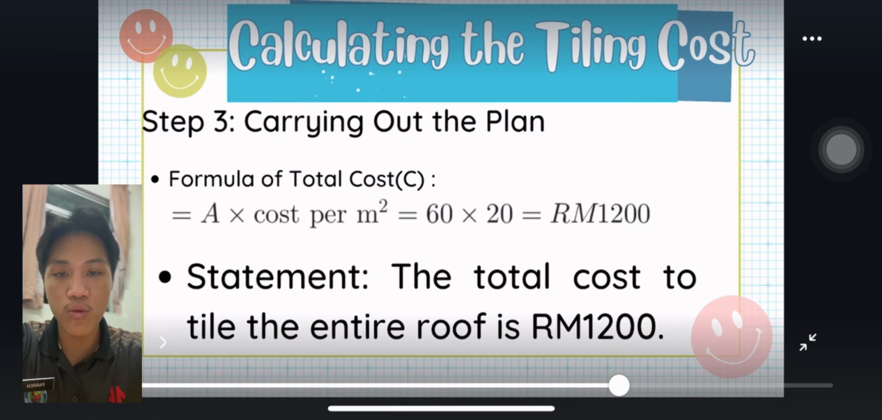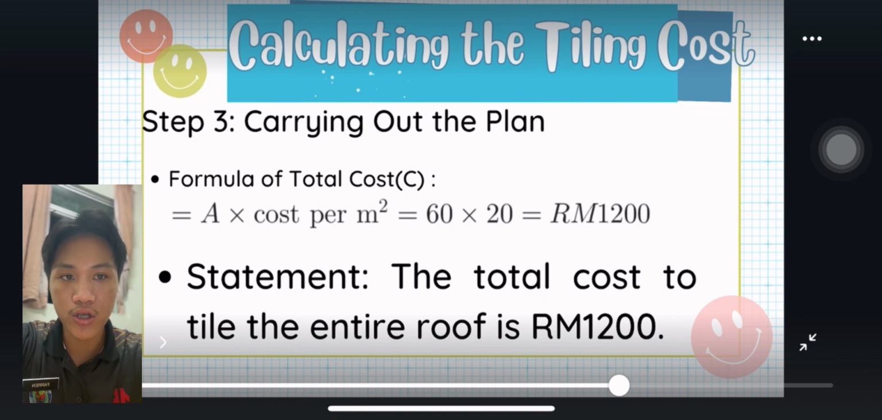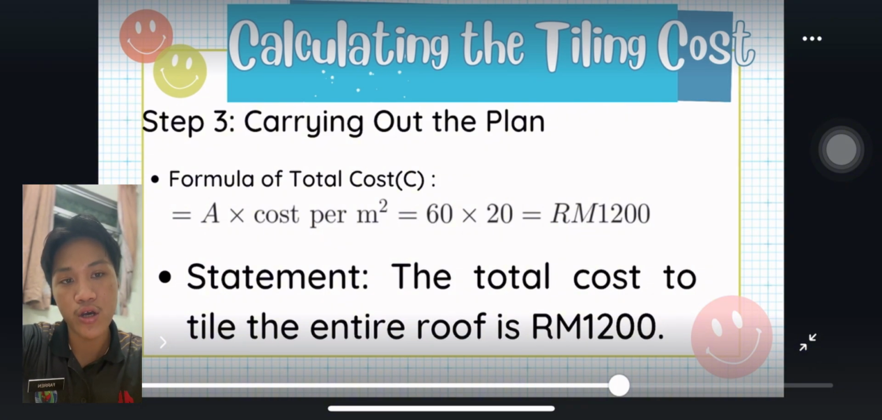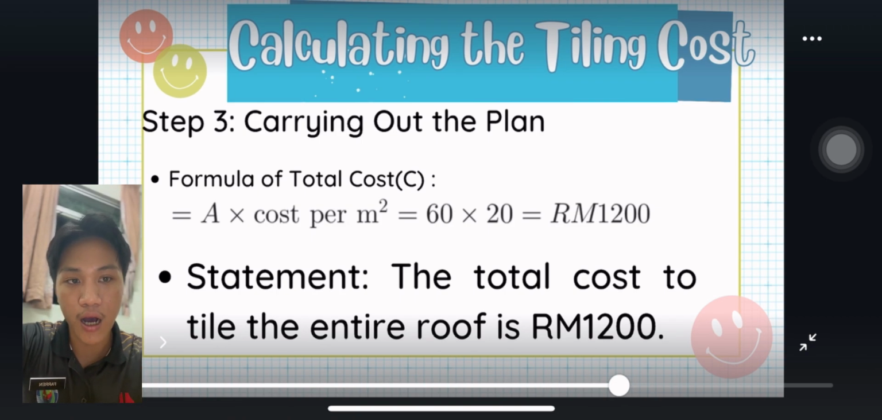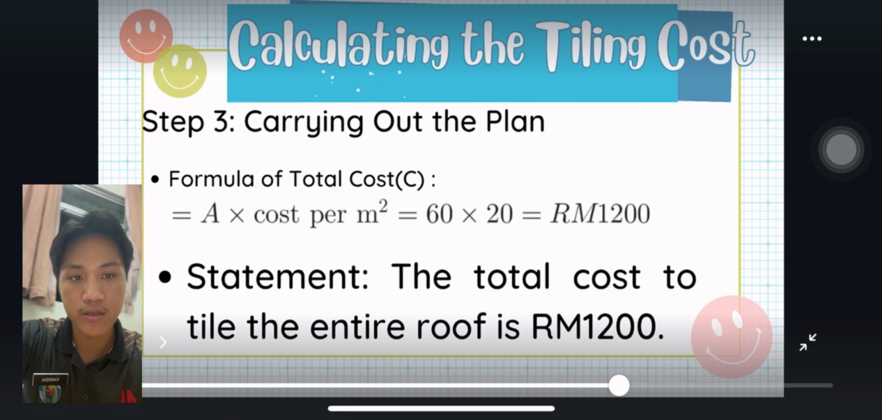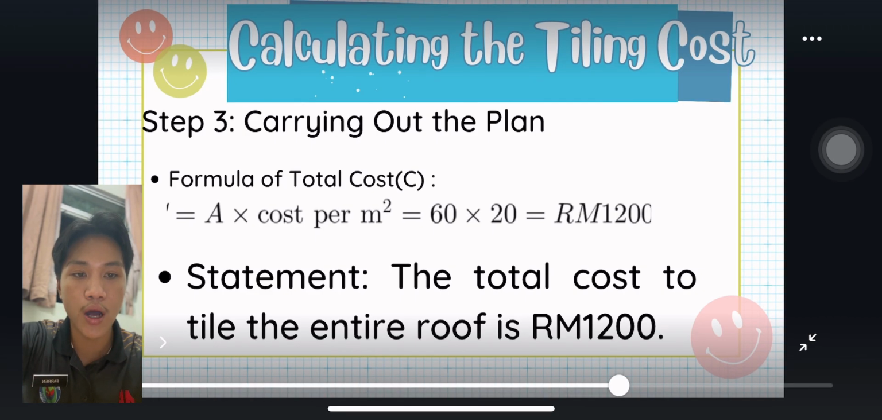Alright, now we're going to move on to the tiling cost. To calculate the total cost of the roof, we need just one simple formula: total cost equals roof area times cost per square meter. Substituting the roof area and the cost per square meter, 60 times 20 equals 1,200 ringgit. Therefore, the total cost for the roof tiles is RM1,200.